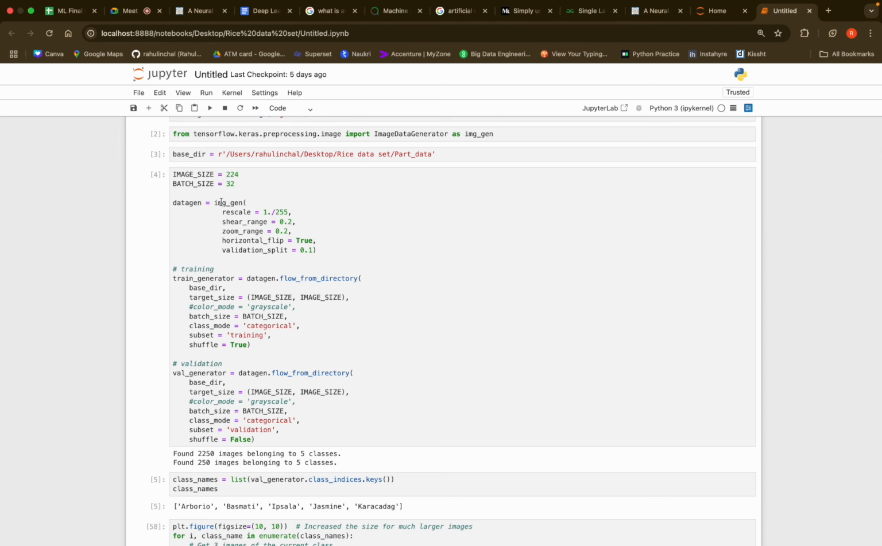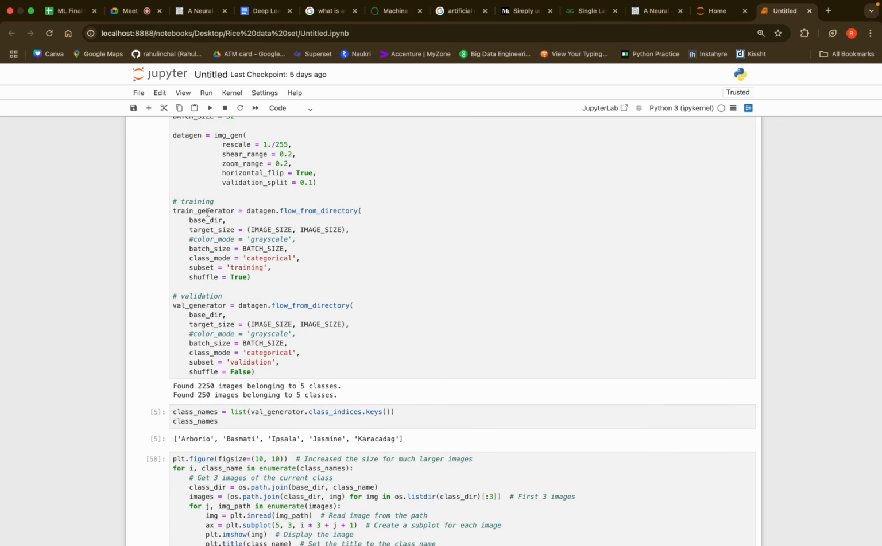First I'm trying to read my data. From image gen, I have imported image gen, read my data, and I am rescaling it by 1 by 255, right? I'm also doing data augmentation. I want my model to learn by rotating the image, by zooming the image, by horizontal flips, from all the angles also. And for validation split, I'm taking 10% of the data as validation.